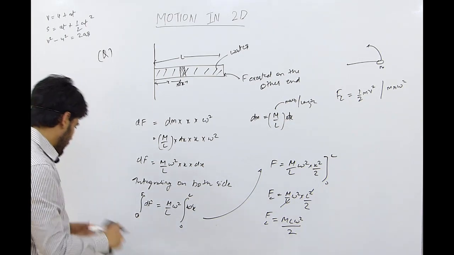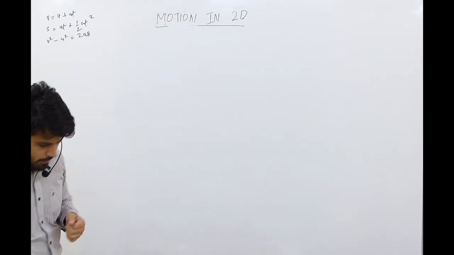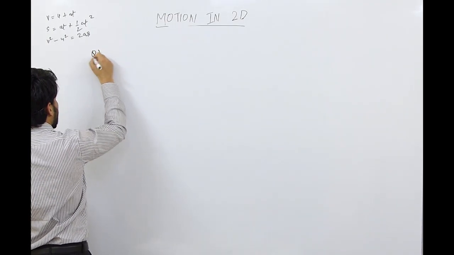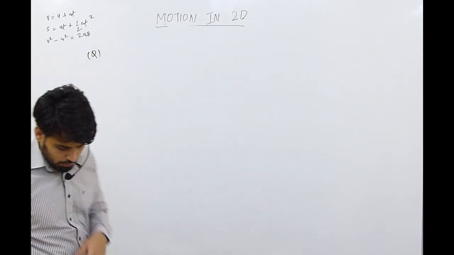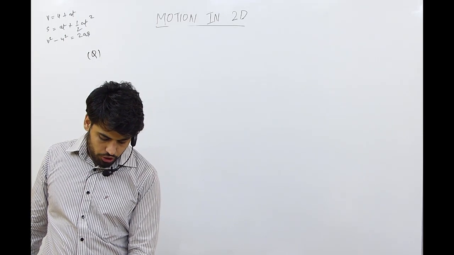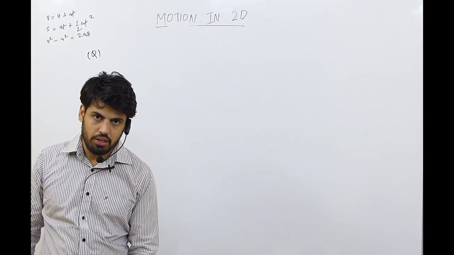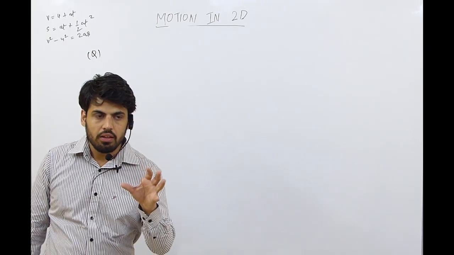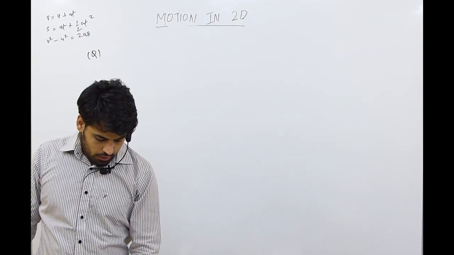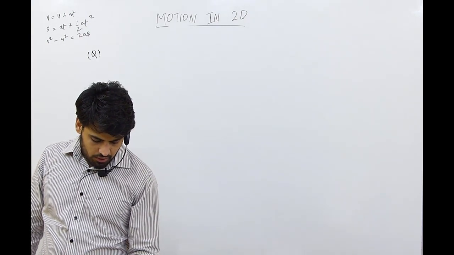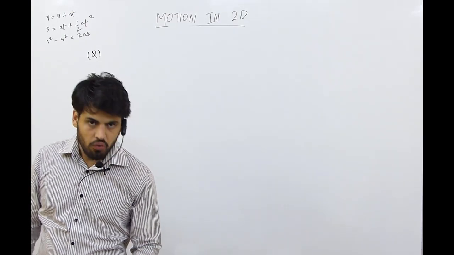Now let's solve another question. See, the question is given: the maximum range of a gun on horizontal terrain is 16 kilometers. When we fire a gun, the maximum range it can reach is 16 kilometers. g we have to take as 10. What must be the muzzle velocity of a shell?